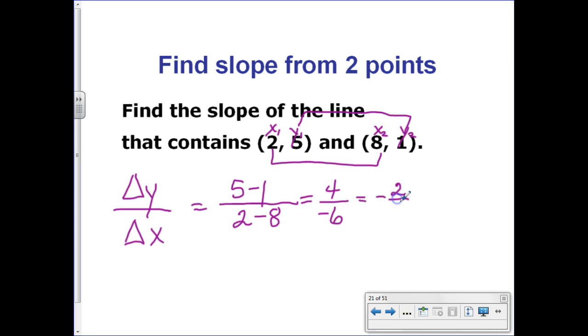Now, typically, we usually put the negative sign out front, but you could have it in the numerator, you can have it in the denominator, you can have it out front. It's all the same.